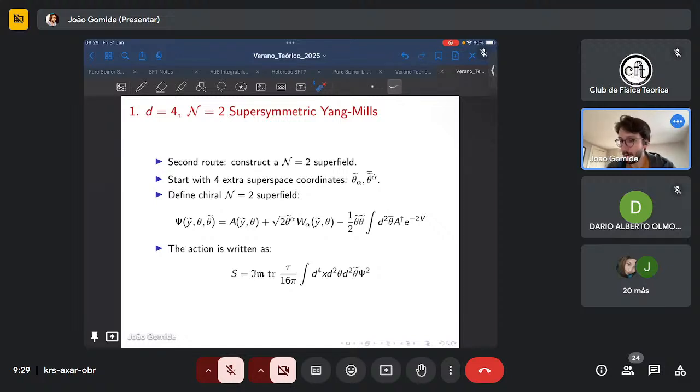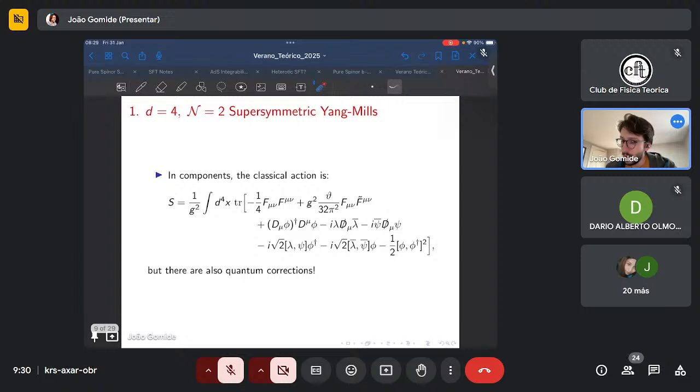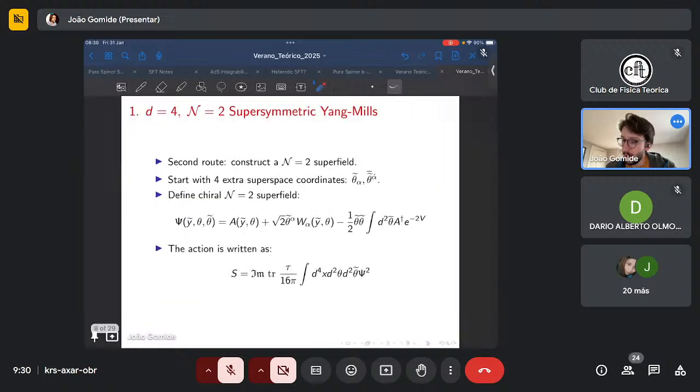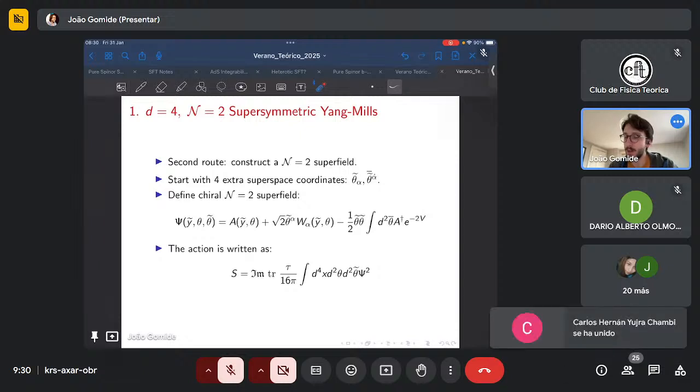So for example, n equals 1, you just get d squared theta. Okay, so the important thing here is that anything you write with psi, where psi is the superfield, which depends only on this, which has no bar on it, so it has no A bar or W bar and so on. Everything you write with psi will be N equals 2 supersymmetric.